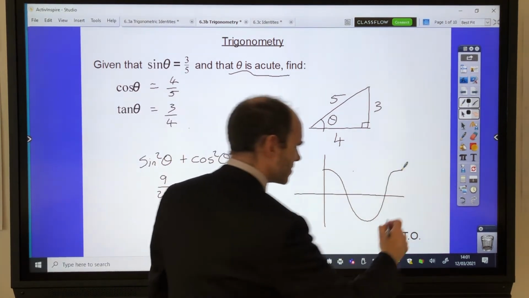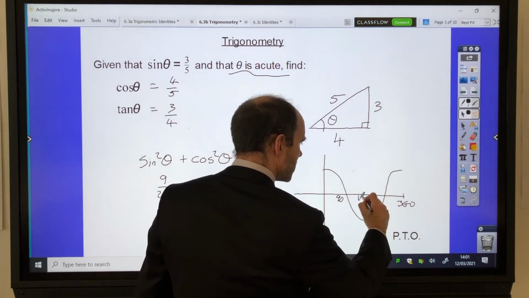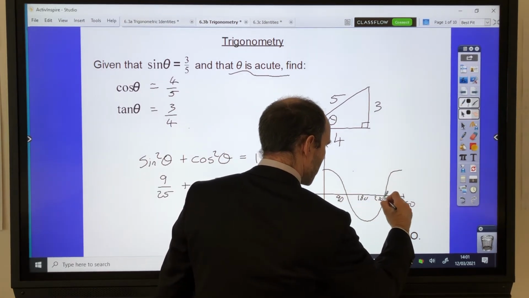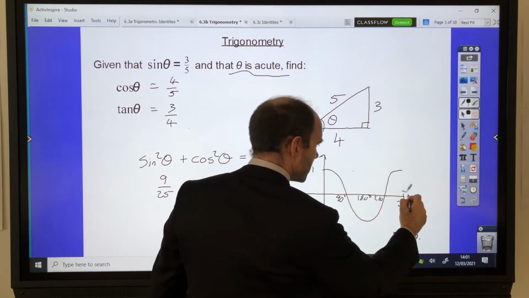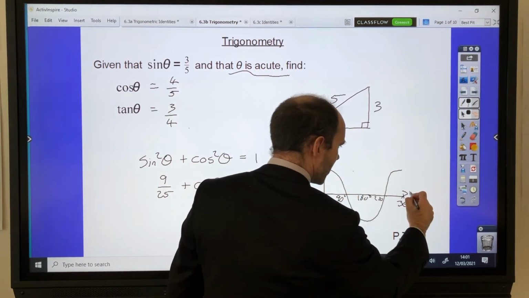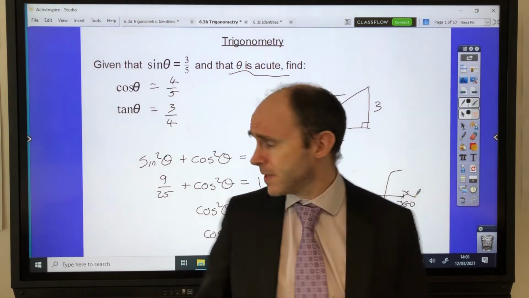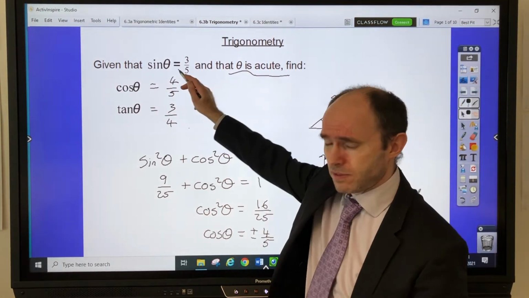Well, if you look at the cosine graph, it looks something like this. Let's put it in degrees just to help you out a little bit. So you've got 0, 90, 180, 270 and 360 degrees. Let's just finish labelling up. There we go. That'll do, y and x. Okay.